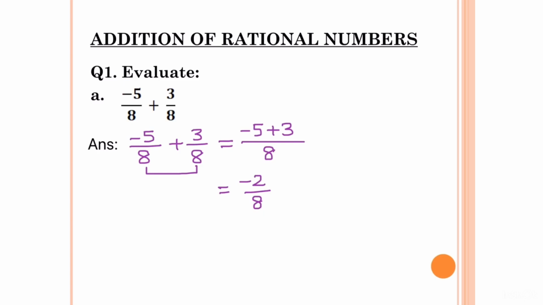Now, minus 2 by 8 is not in standard form as 2 and 8 have 2 as a common factor. So, let's cancel the common factor. 2 times 1 is 2, 2 times 4 is 8. So, this expression is equal to minus 1 by 4. Therefore, minus 5 by 8 plus 3 by 8 is equal to minus 1 by 4.